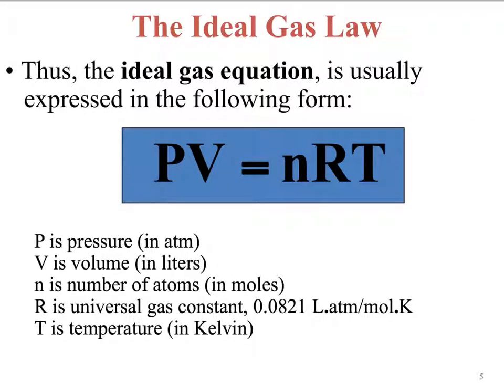The normal way that we express the ideal gas law is PV equals nRT. P is pressure, usually in atmospheres. V is volume in liters. n is the number of moles, and it is moles. R is the gas law constant, and T is the temperature in Kelvin. Remember, we used to call this PIVNERT.